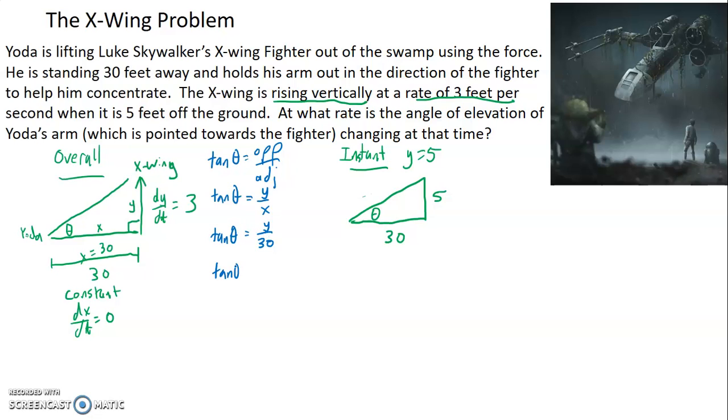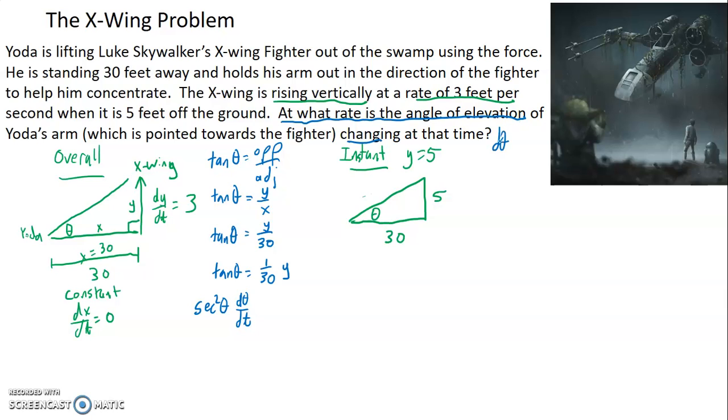Now to make this a little easier to take the derivative, I'm going to rewrite this fraction as 1/30 times y. So at this point, I can now take the derivative. The derivative of tangent is secant squared theta, and we need the derivative of theta with respect to time, because that's what this problem is asking for. At what rate is the angle of elevation changing?